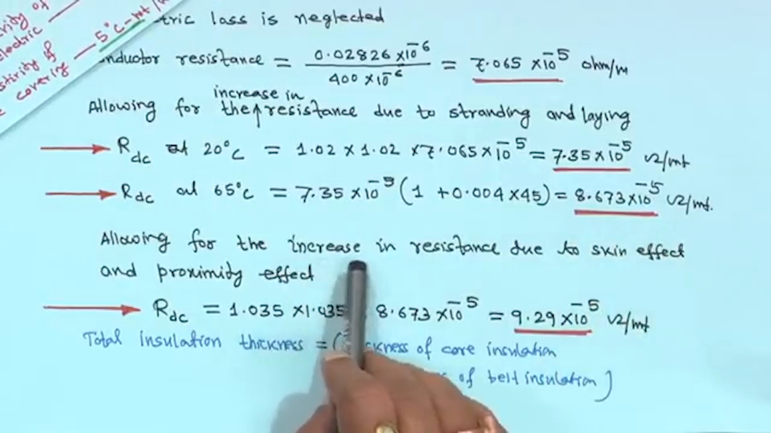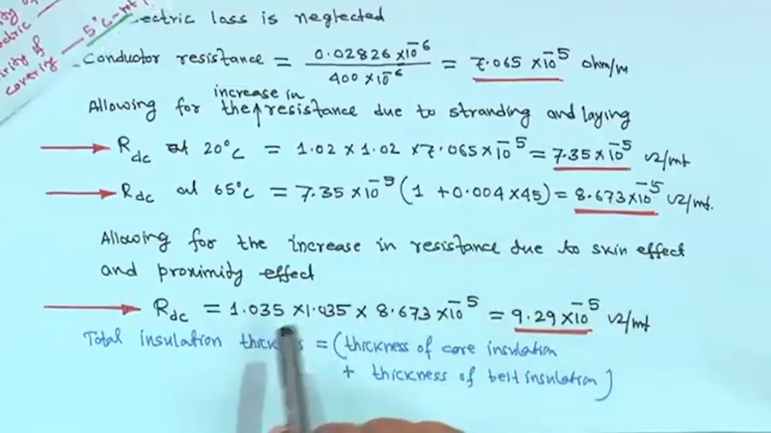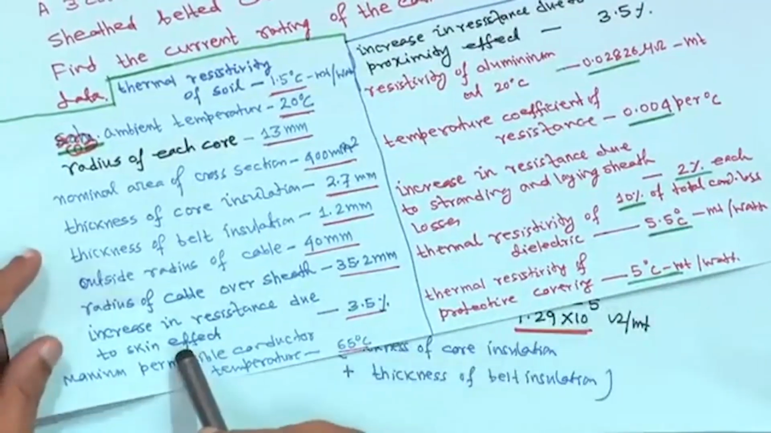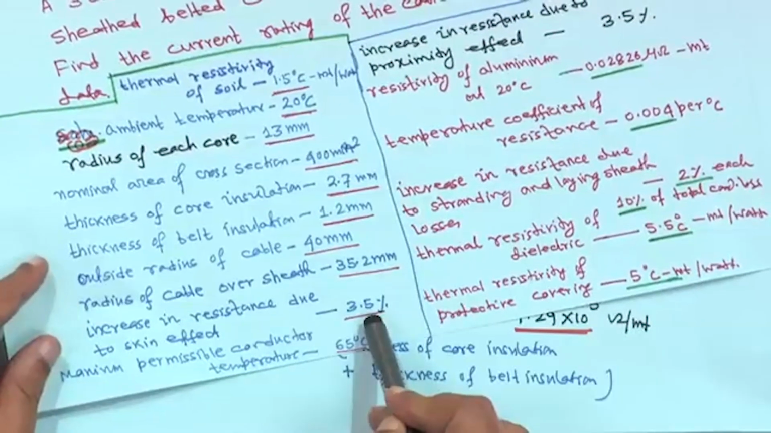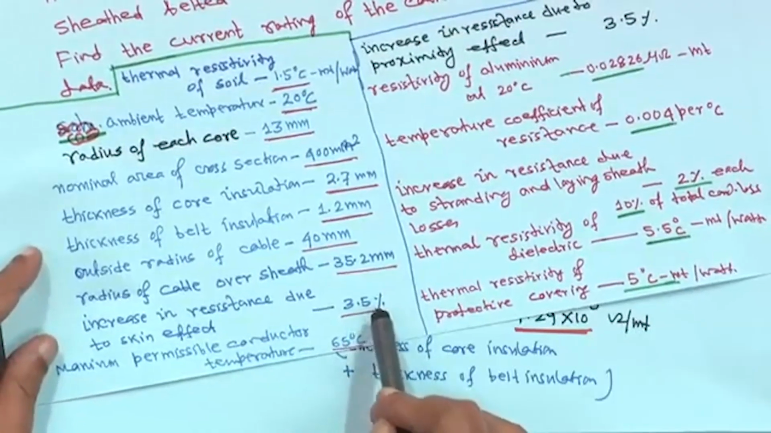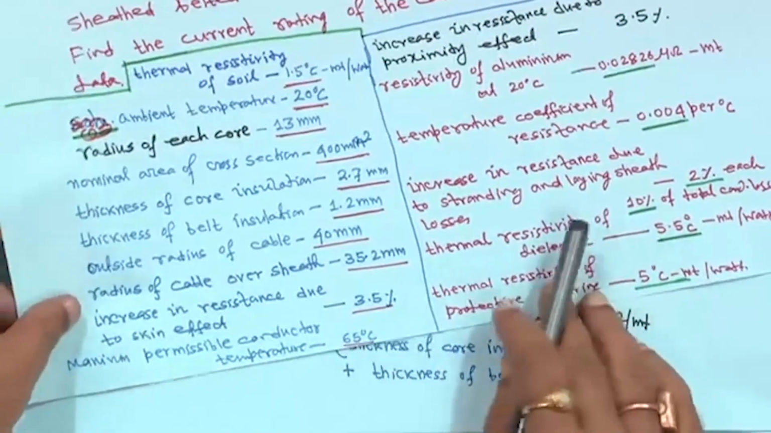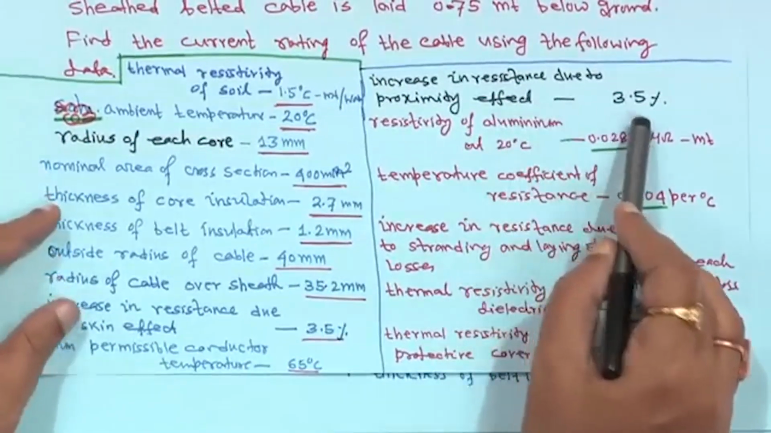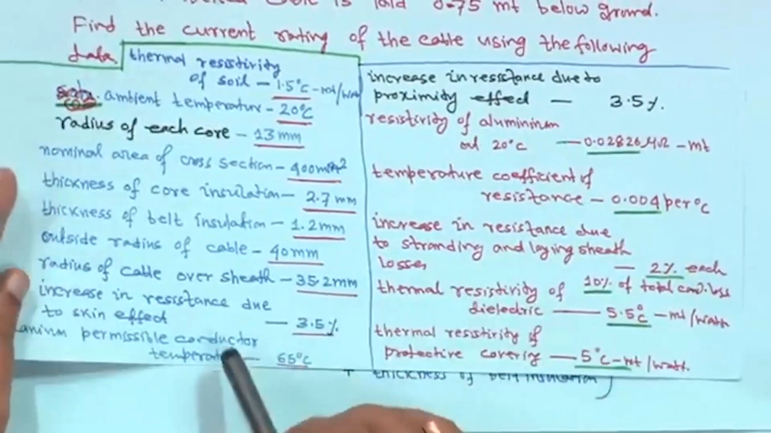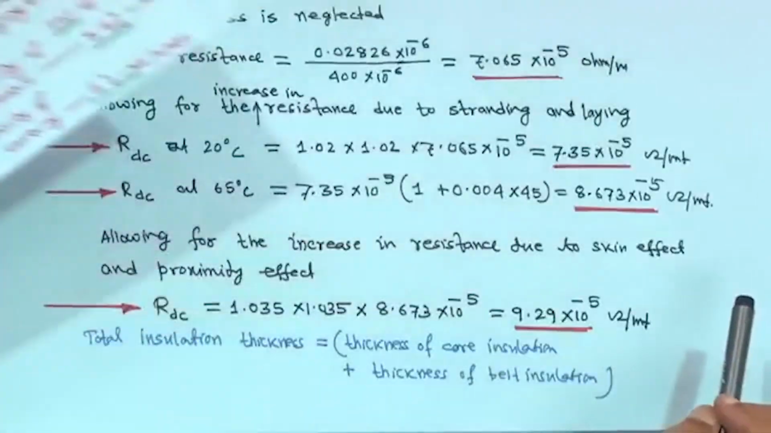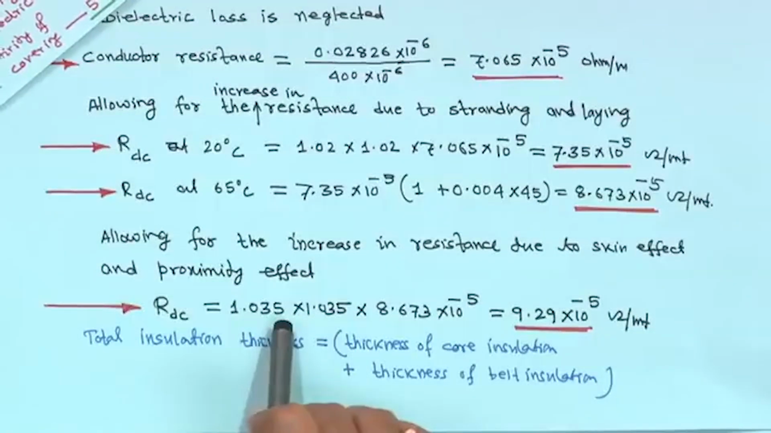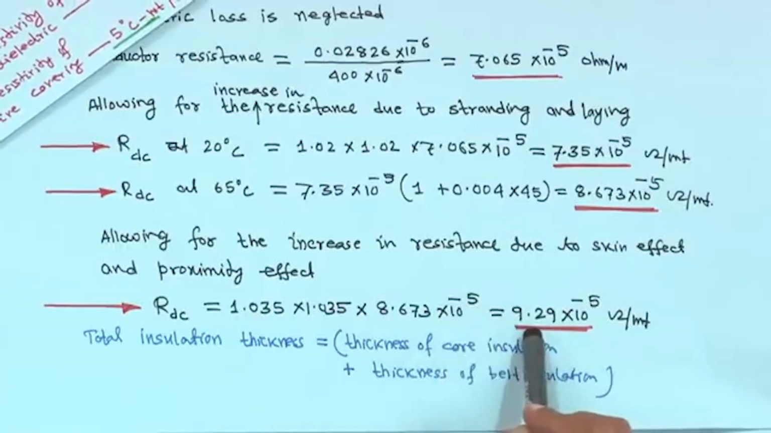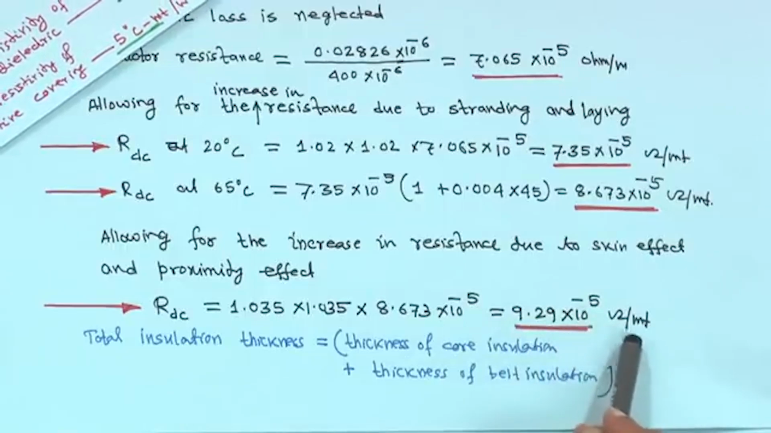Now, allowing for the increase in resistance due to skin effect and proximity effect, the data given is that the increase in resistance due to skin effect is 3.5%, and the proximity effect you also have to consider, which is 3.5%. So you consider both skin effect and proximity effect. That means this RDC is multiplied by 1.035 into 1.035 into 8.673 into 10 to the power minus 5, which comes to 9.29 into 10 to the power minus 5 ohm per meter.